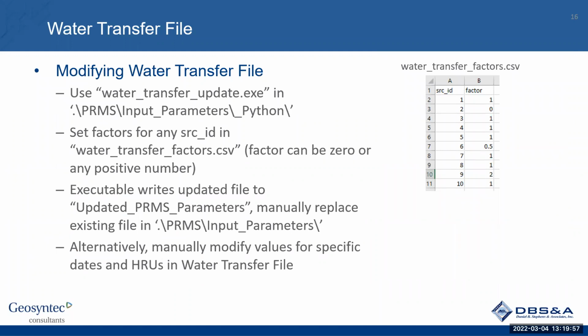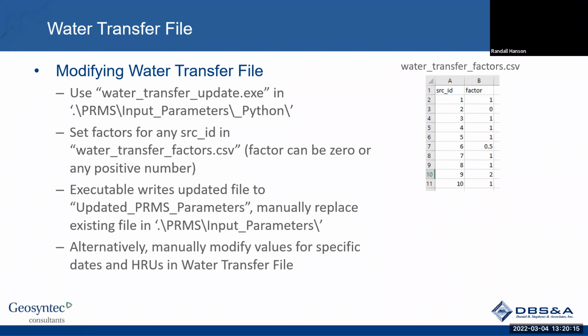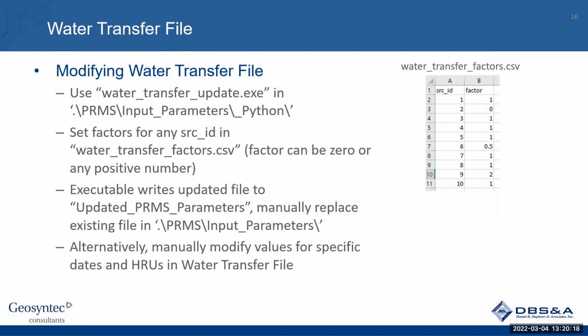You could edit the water transfer file manually just by opening the text file as indicated, but we have provided a tool that makes this process a little bit easier. That's just an executable in this folder here, which I'll show you in a bit. Using this tool, you can put factors on any of the regions. For example, I could put a 0.5 factor, half the transfer flow rates in region 6, or double it in region 9. And this factor can be 0, so you can stop the irrigation in a certain region, or you can put any positive number.